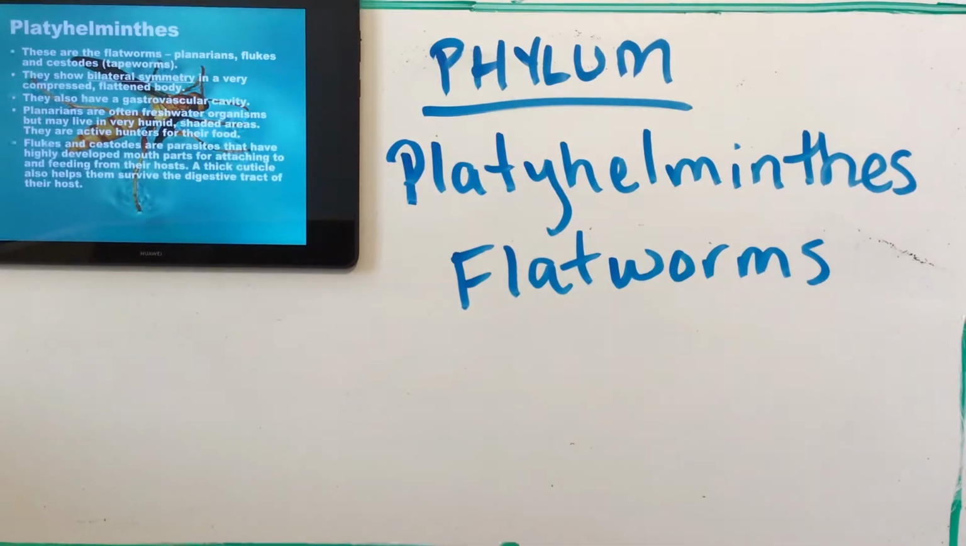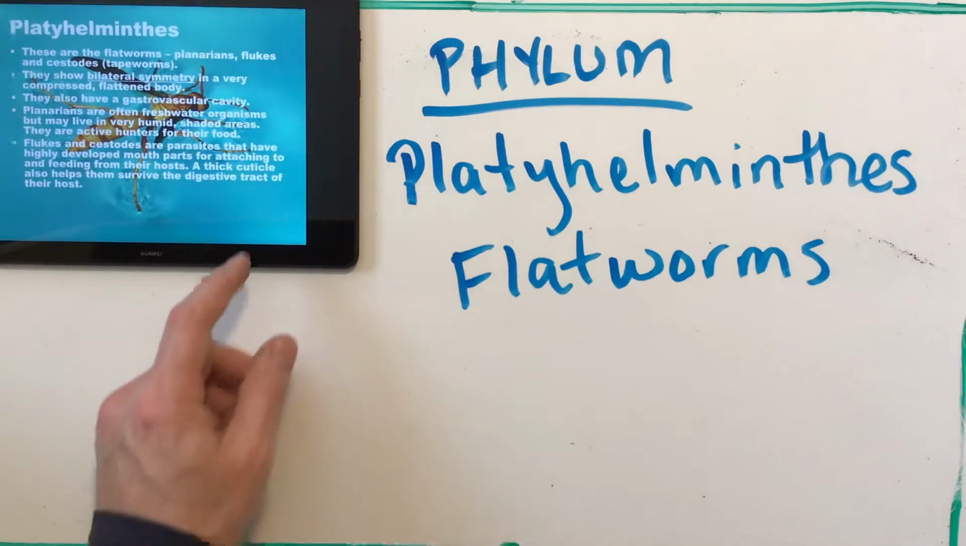Flukes and cestodes tend to be, or they are, parasites, and they have highly developed mouth parts for attaching to the inner surfaces of your body once they get inside of you. And you think, wait a second, if this thing gets inside of me, if it goes through my digestive system, how come my stomach doesn't just break it down? Quite often what they have is a very thick cuticle and outer coating that allows them to survive when they get inside of your stomach. So your stomach acid doesn't affect them, right?